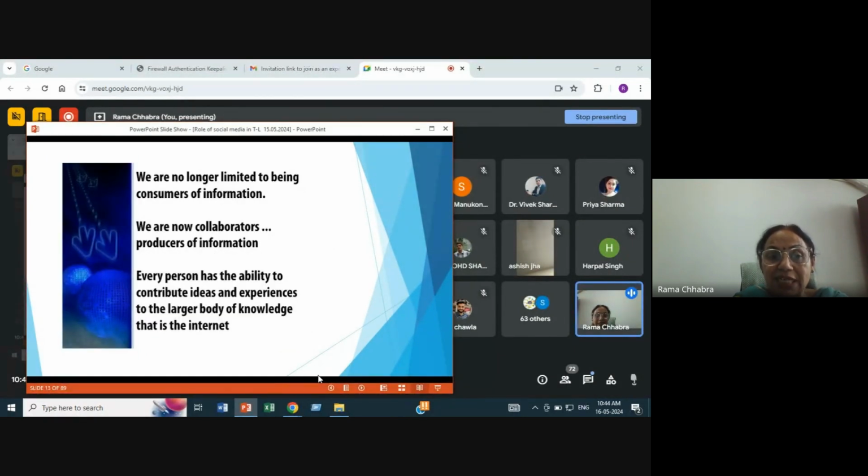And presently, we are no longer limited to being consumers of information. We are now collaborators. We are now producers of information. Every person has the ability to contribute ideas and experiences to the larger body of knowledge that is the internet. And as per the research, which has proved that 90% of the students use social networks for one purpose or the other.